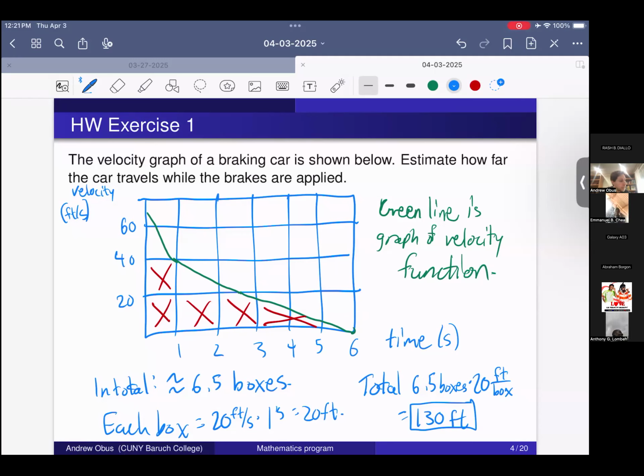Okay. Any questions here? Okay, good. So this is really just counting the area. And we know that the area under the curve tells us the distance traveled.